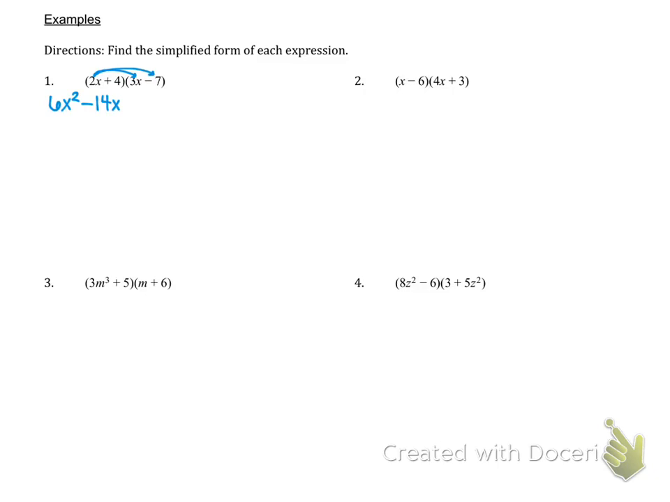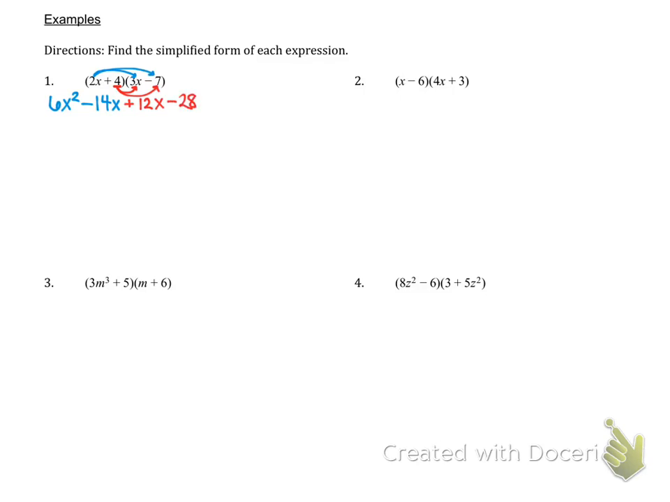Now I'm going to take the second term in my binomial of that first parentheses, which is this 4, and I'm going to multiply that by everything in the second set of parentheses. So I'm going to multiply it and multiply it here. So 4 times 3x is 12x, so a positive 12x. And then 4 times a negative 7 is a negative 28.